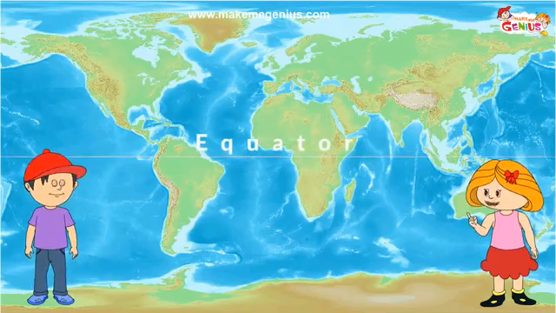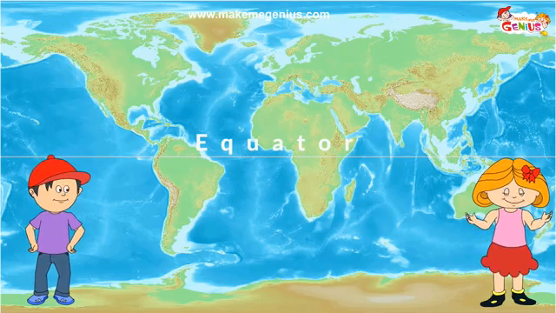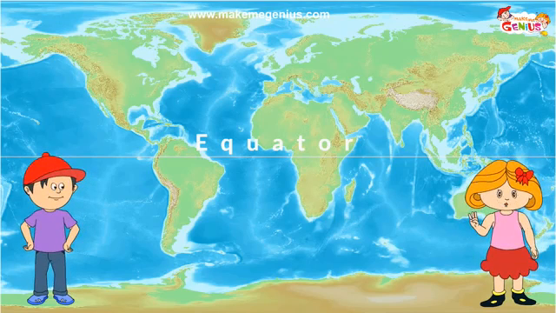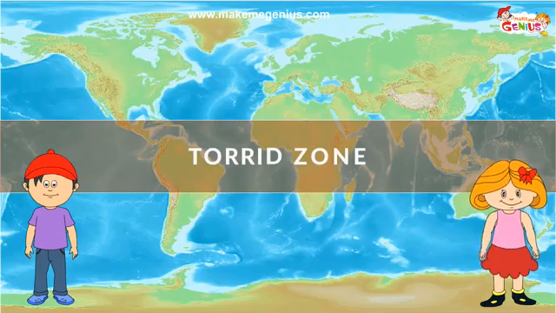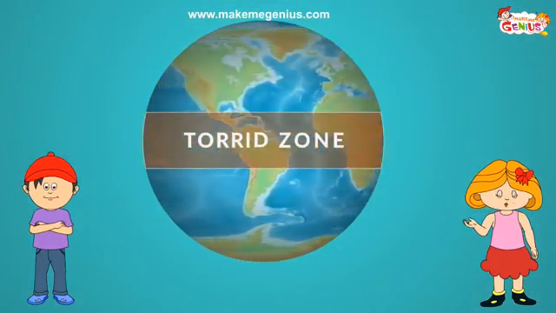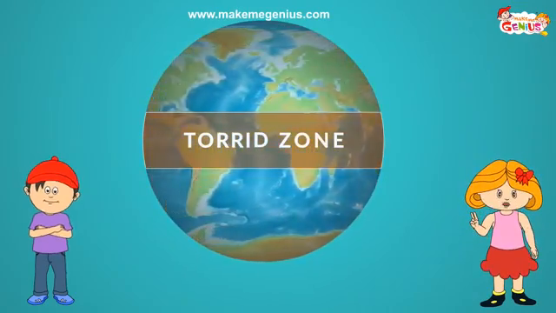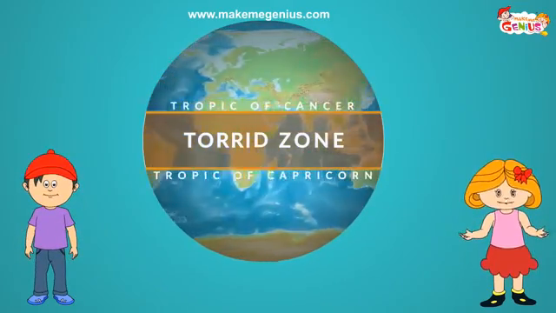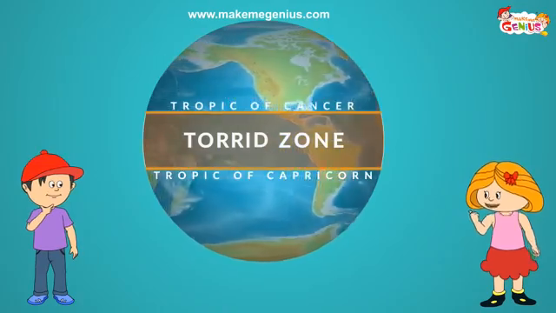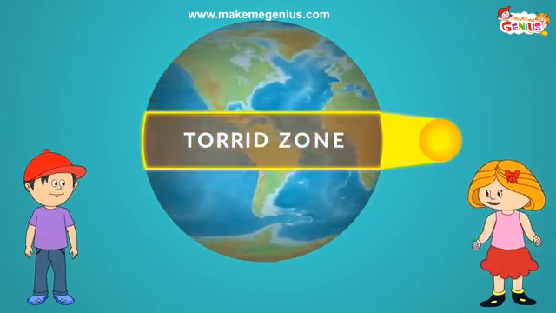You know that the equator is an imaginary line on the globe that divides the Earth into 2 halves. Like we learned before, there are 3 major climate zones: the polar zone, the temperate zone, and the torrid zone. Let's first look at the torrid zone. This is in the area around the equator. It lies between 2 imaginary lines, which are the Tropic of Cancer and the Tropic of Capricorn. In this zone, the temperature is very high as the rays of the sun directly fall on this area.